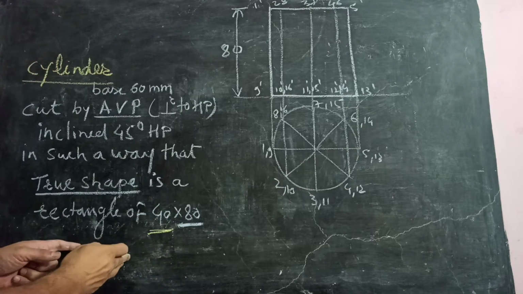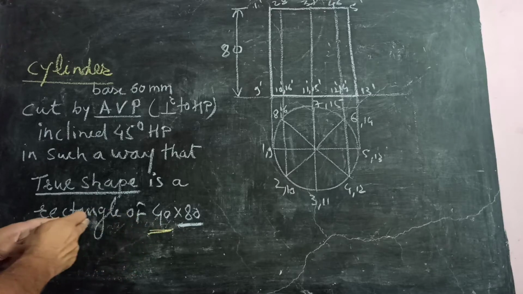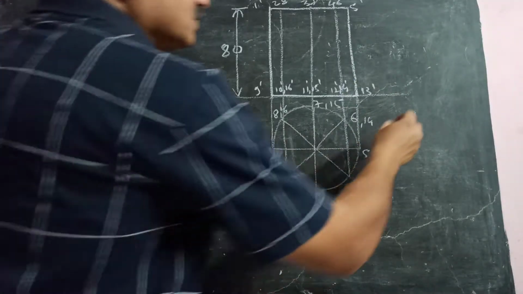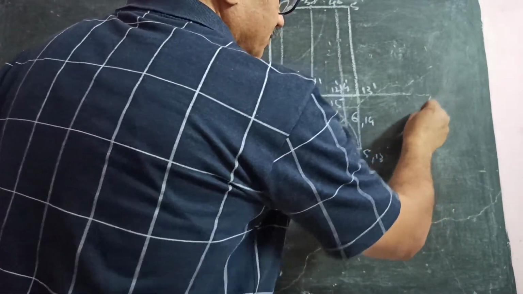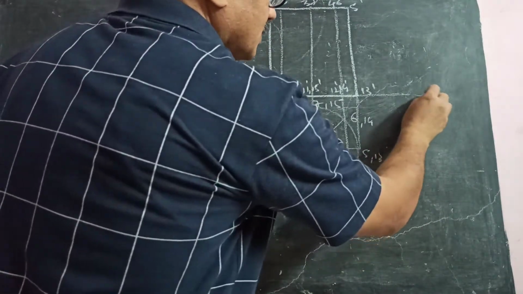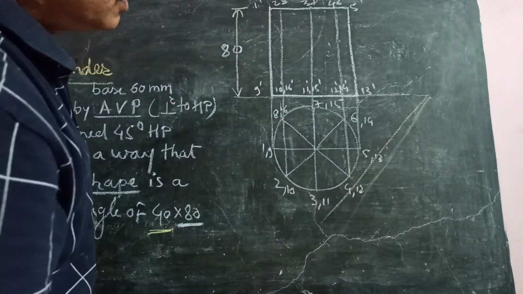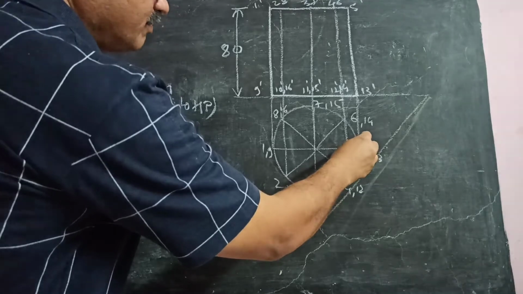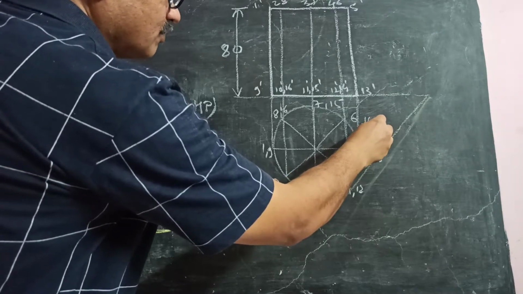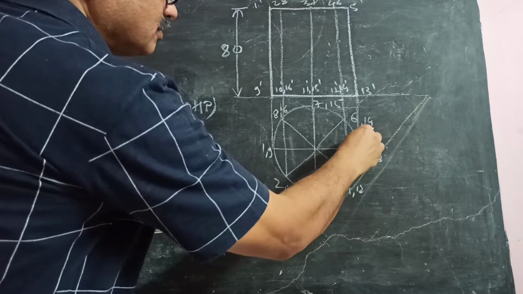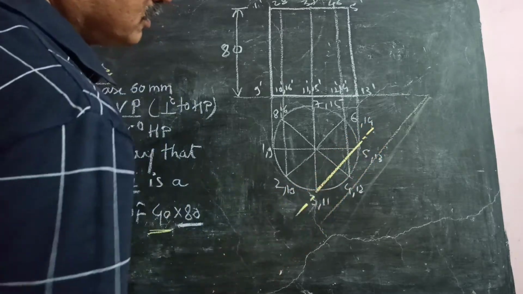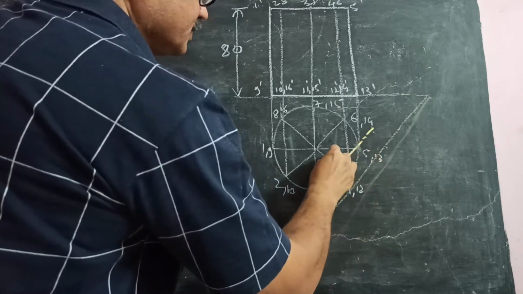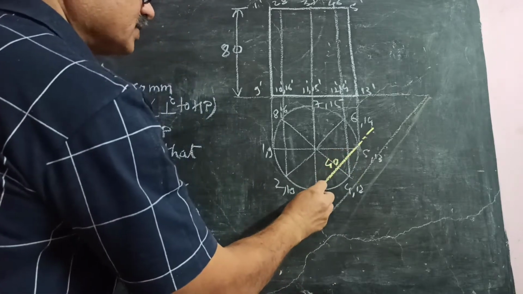So draw a line of length 40 mm, 45 degrees inclined to HP in the top view. How to draw that? You can draw a line at 45 degrees at any point like this, and draw a line parallel to this which will be of 40. This length of the section plane, this one, should be 40. So you can project this.